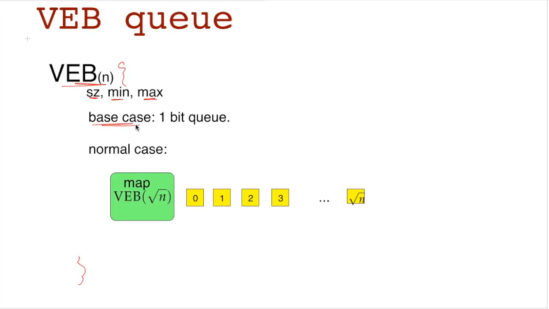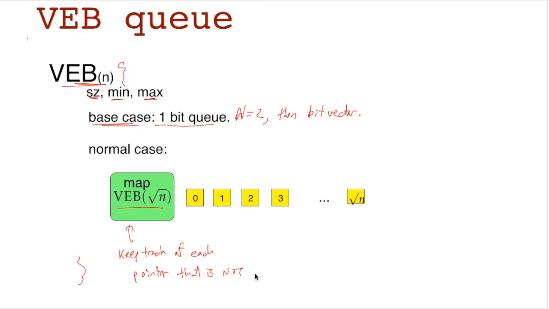The base case is if n is equal to 2, then we're going to use a bit vector. And the normal case is we're going to, as I said before, have a map, and this is going to keep track of each pointer that is not null. So it's going to basically keep track of these indices. Notice that this universe is between, let's say, 0 and square root of n minus 1.